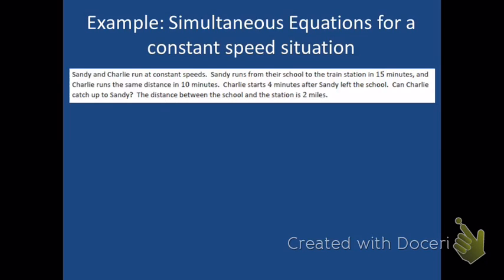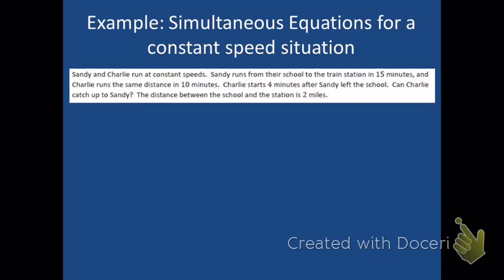Okay, now we're going to look at an example before we go on to your other exercises where simultaneous equations are used to make sense of a constant speed situation. So let's look at this one. Sandy and Charlie run at constant speed. Sandy runs from their school to the train in 15 minutes and Charlie runs the same distance in 10 minutes.